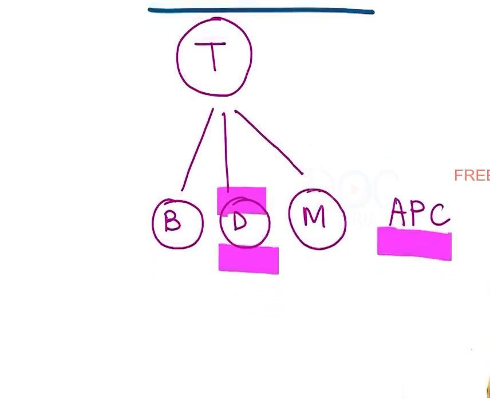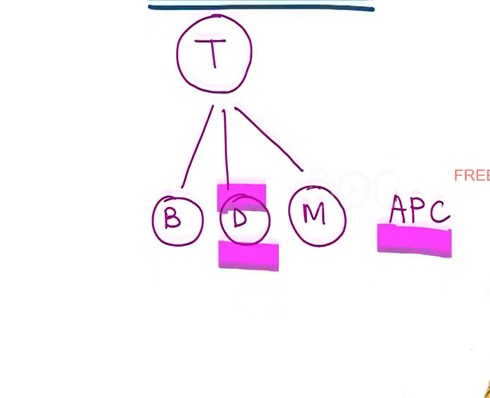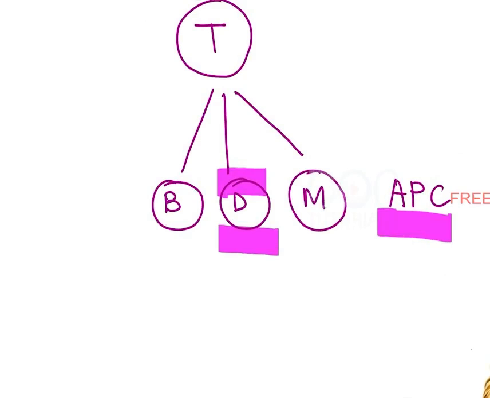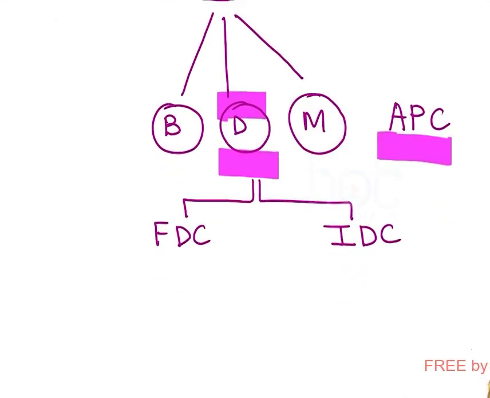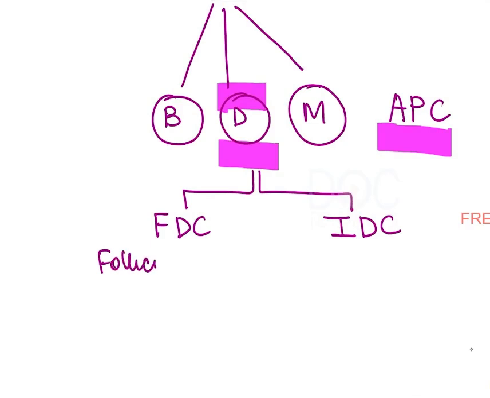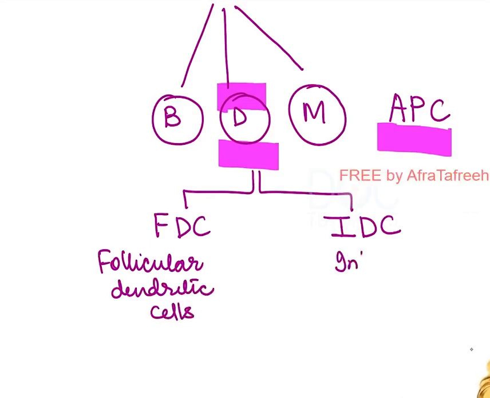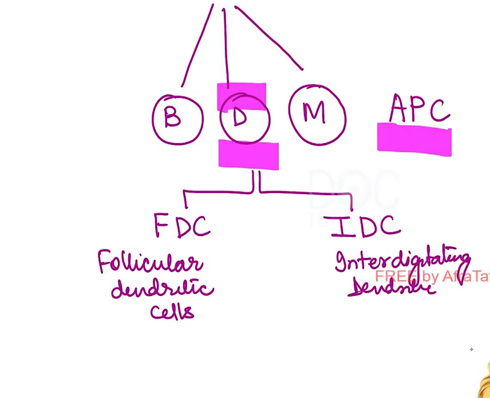Now, when I talk about dendritic cells, in our story we have twin Kathappas. We have follicular dendritic cells and interdigitating dendritic cells. What are the two types of dendritic cells we have? We have follicular dendritic cells, and we have interdigitating dendritic cells. These are the two types of dendritic cells.